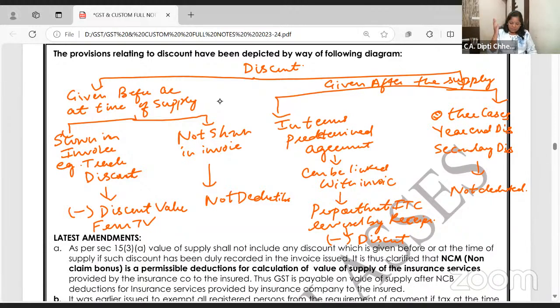Discount. If it is pre-decided, if it is given before the supply, like trade discount, minus. Before the supply, it is given, but it's not shown, don't deduct. After the supply, it is given, but it is predetermined, and it can be linked with the invoices, and proportionate ITC is reversed by the buyer also, deduct. Other cases, year-end discount, secondary discount, not deduct, don't deduct.